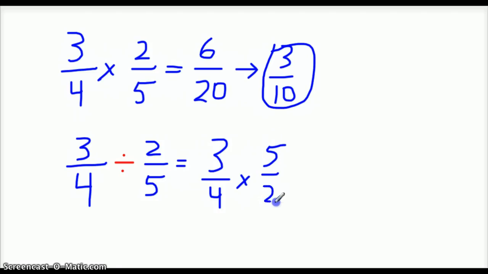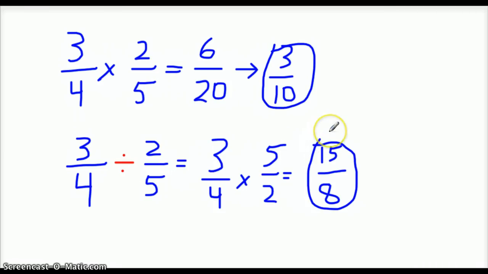And now we just multiply like we did in the first example above. 3 times 5 gives us 15. And then 4 times 2 gives us 8. So our result would be 15/8. We could change it to 1 7/8, but I'm fine with this improper fraction as well, just like it is.